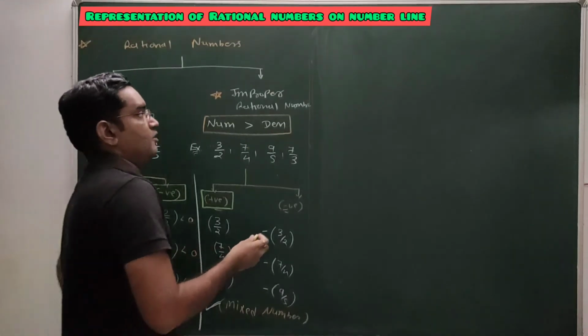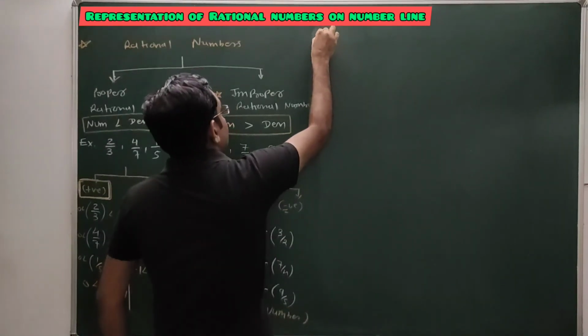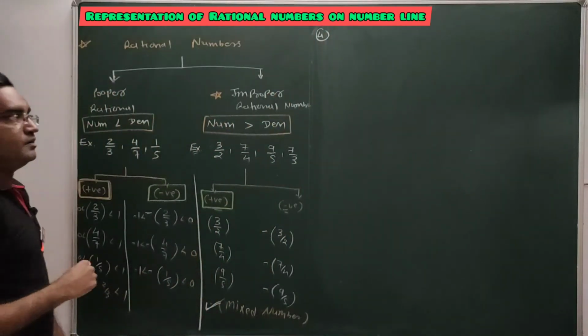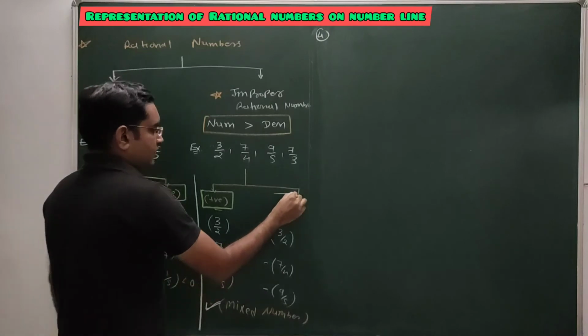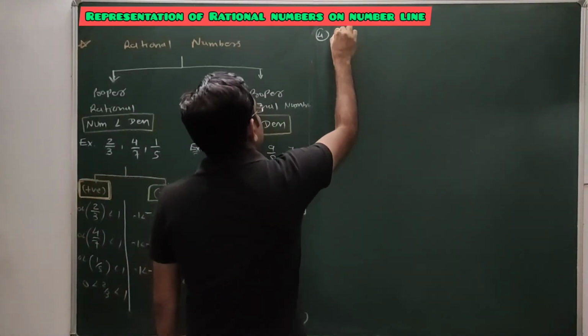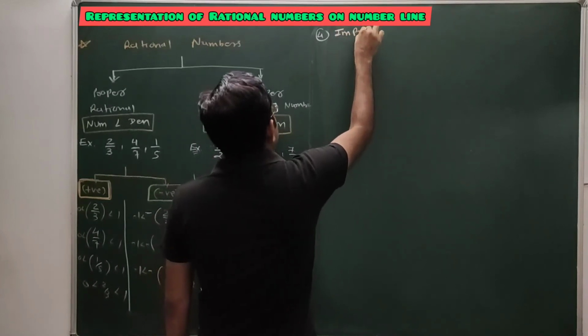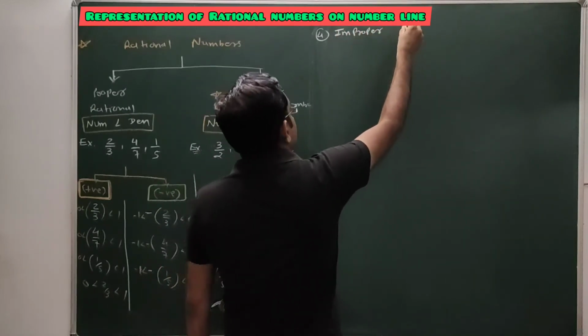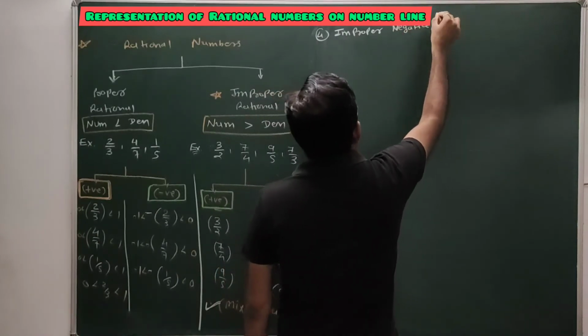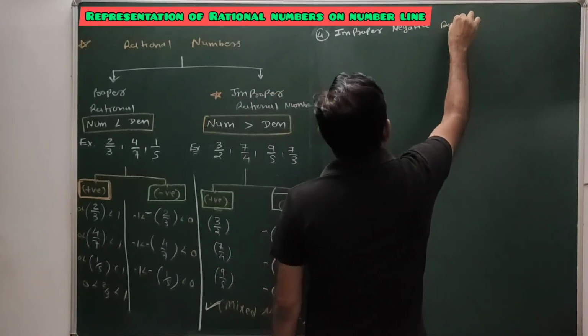Okay students, now the fourth type, how to represent improper negative rational numbers on a number line. That is our last type, this one. Improper negative rational numbers. How to represent an improper negative rational number?